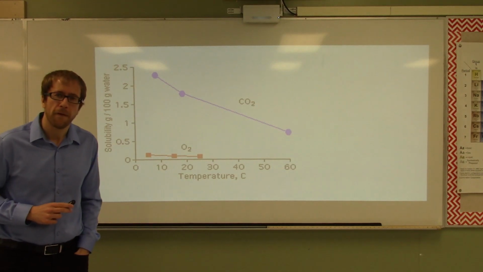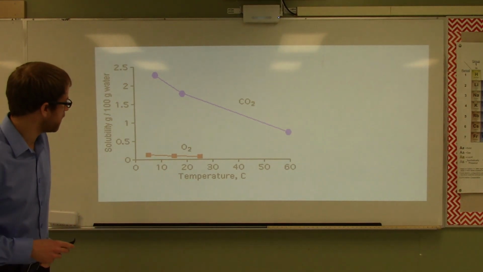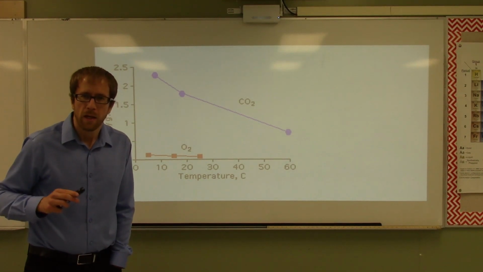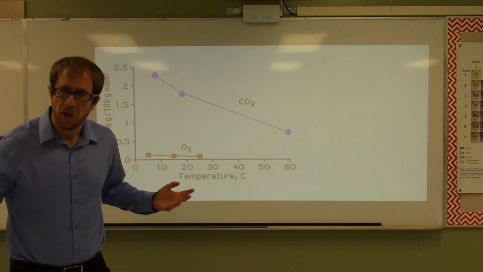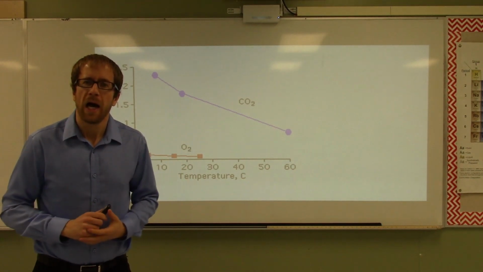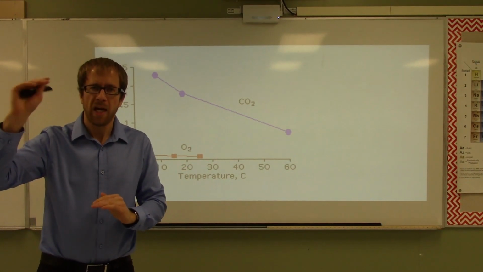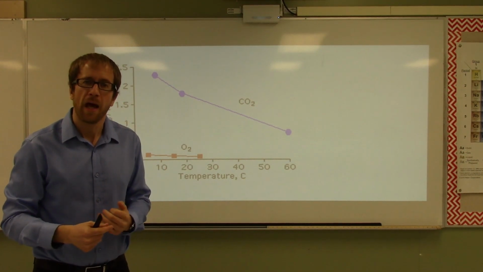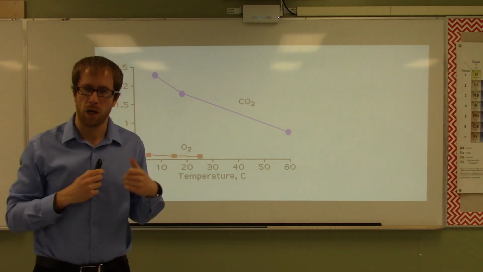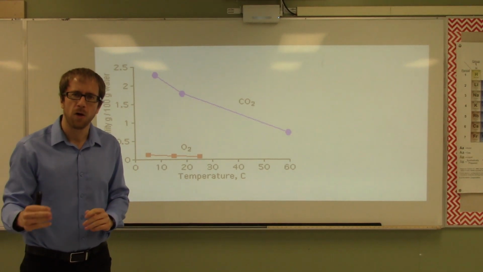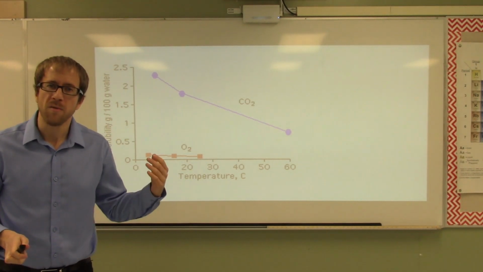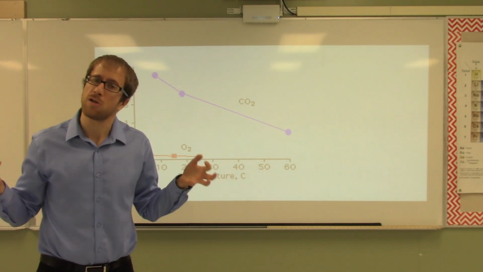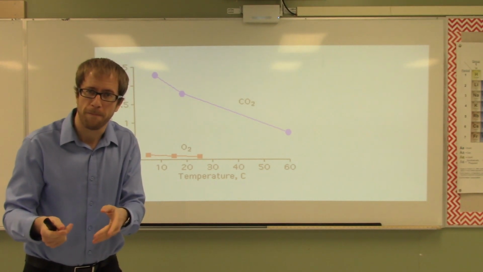Here is a graph of two common gases that are dissolved in water, carbon dioxide and oxygen. One of the fears of climate change, global warming, is that as we increase global temperatures, there's actually these positive feedback loops that will further increase the temperature of our planet. And one of those is the ocean's ability to buffer the amount of carbon dioxide we put into the atmosphere, because a lot of that CO2 will dissolve in the ocean.